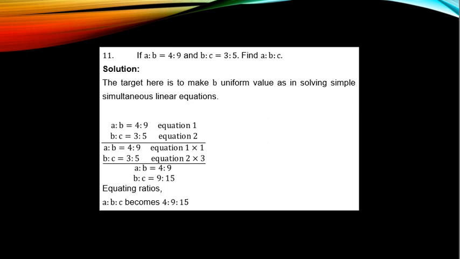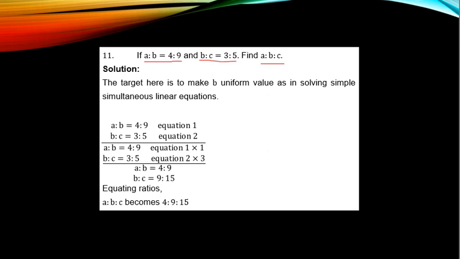Right. Example 11. If A ratio B is equal to 4 ratio 9 and B ratio C is equal to 3 ratio 5, find A ratio B ratio C.